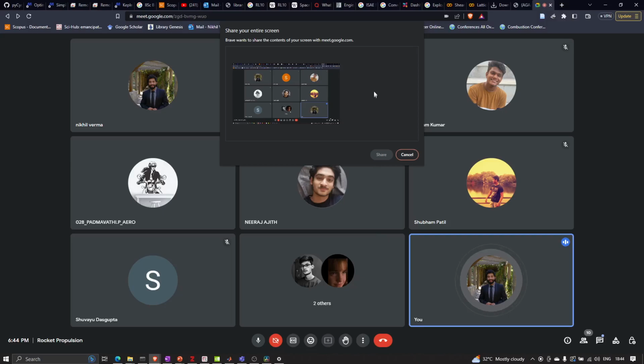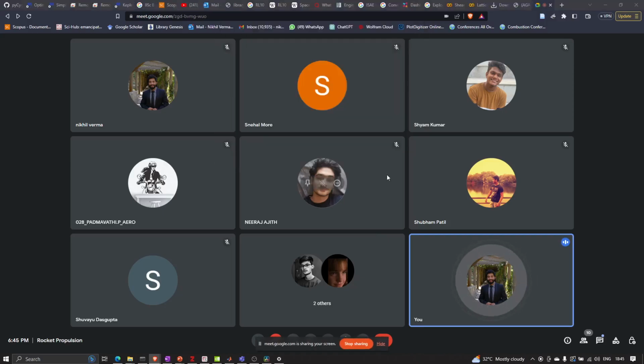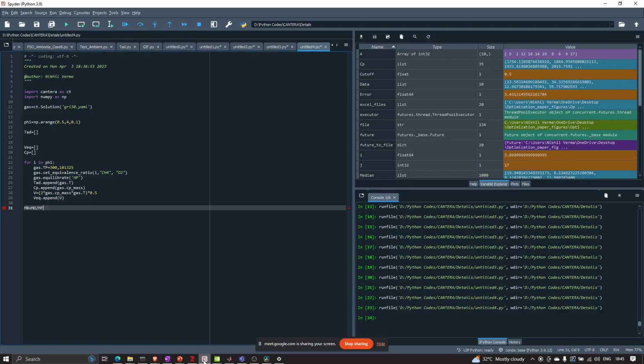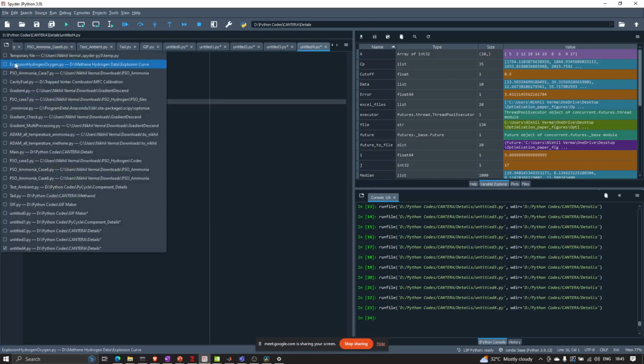So this is how you do a first-hand calculation for these rocket engines. How do you calculate the optimum mixture ratio? We were having this 4 divided by 5, right? So now let me plot this value.